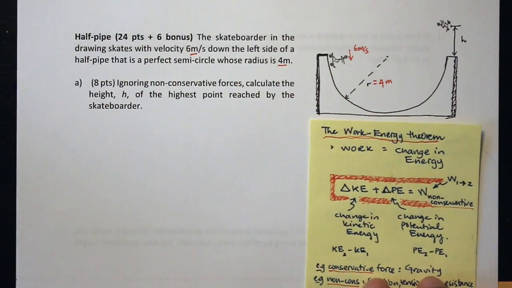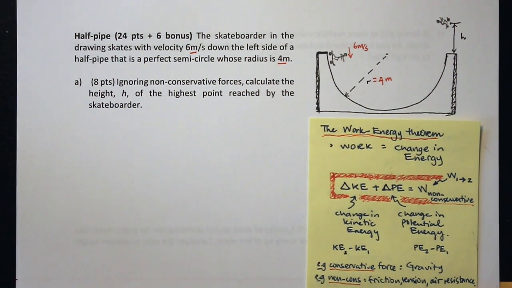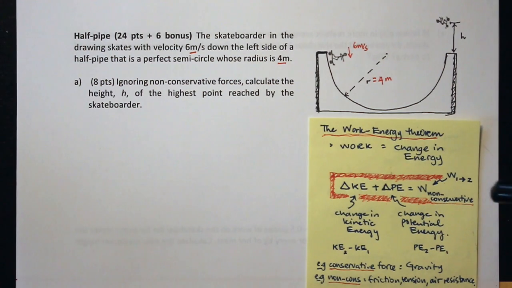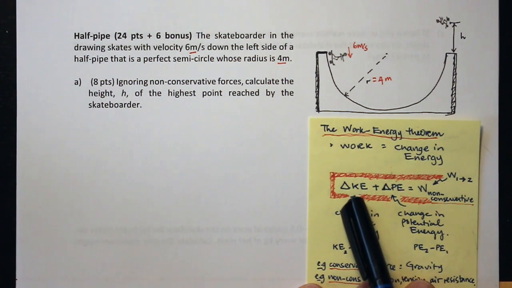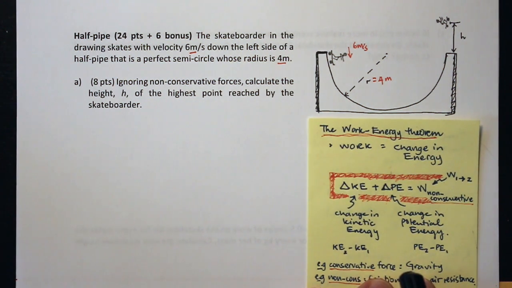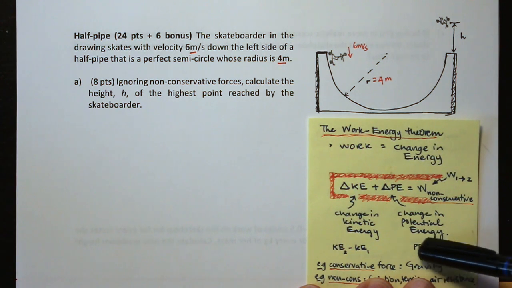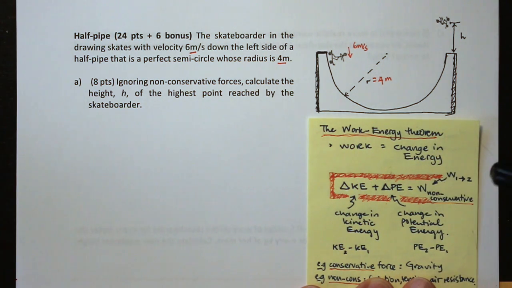So since I'm thinking about the work energy theorem, which says that the work is associated with a change in energy, one form that I really like, because I can manipulate it however I like, is this form that says that the change in kinetic energy between two positions, kinetic energy at point 2 minus kinetic energy at point 1, plus the change in potential energy, which is also between points 2 and 1, is equal to the work that is being done by non-conservative forces going from point 1 to point 2.